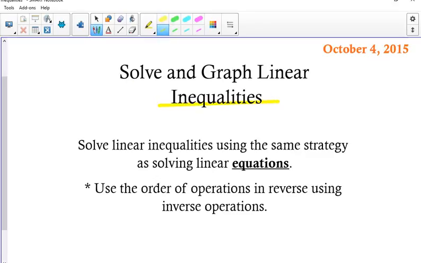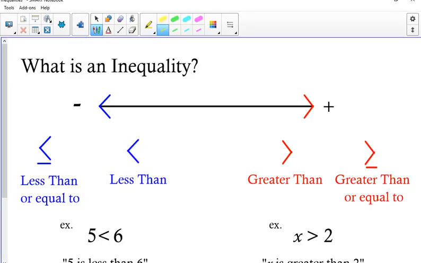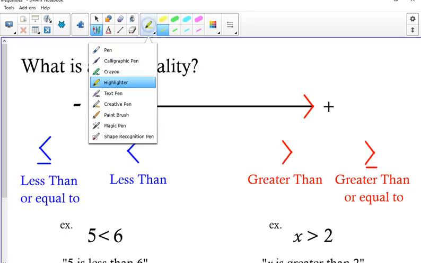And so when we solve linear inequalities, you're using the same strategies as when we solve linear equations. The only thing we're doing now is using the order of operations in reverse, and then we're using inverse properties, just like we did when we solved equations. So, a quick review from last week.